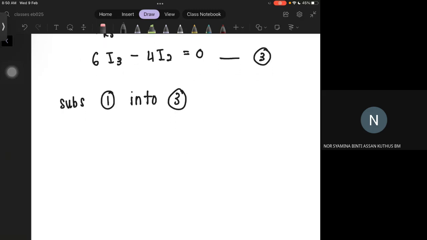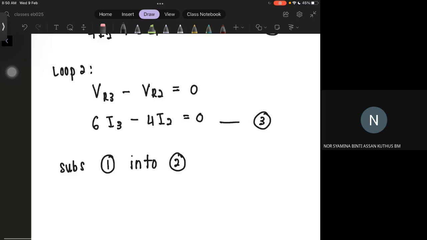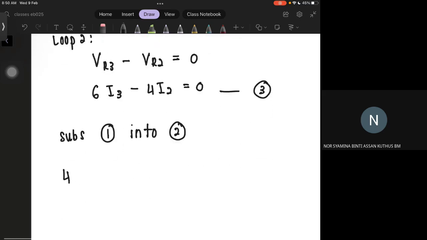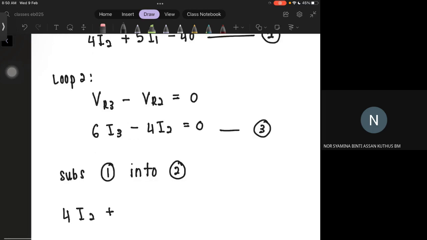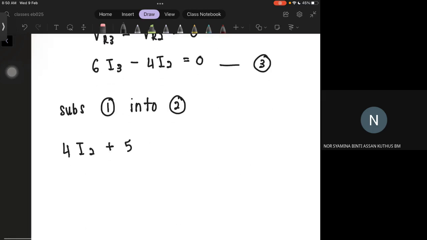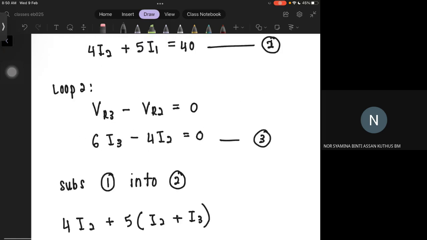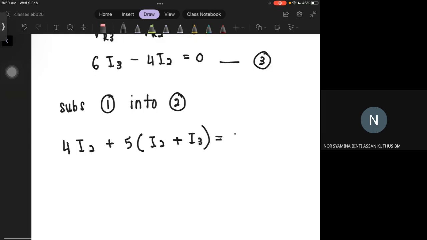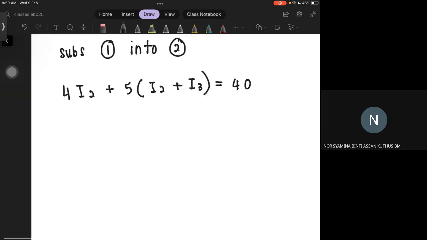So equation 1 is I1 equals to I2 plus I3. Mana ada I1 kan dalam equation ni? Equation 2. Masuk dalam equation 2. Okay, so equation 2 kita adalah 4I2 plus 5I1. So I1 kita tukar dia jadi I2 plus I3 equals to 40. Okay, boleh ya? Lepas ni matematik je lah. 5I2 plus 5I3 equals to 40.